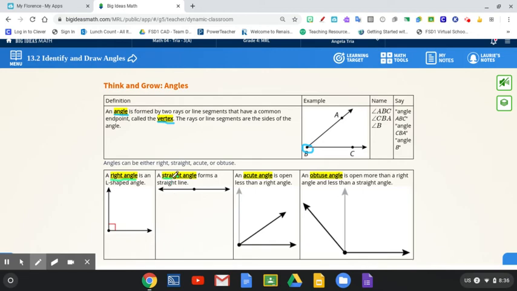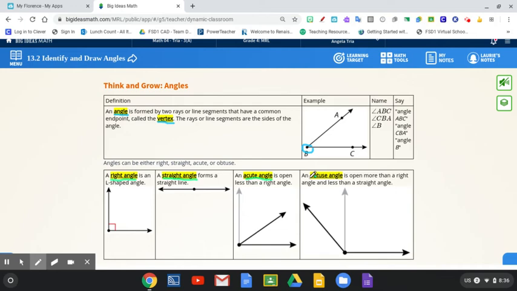Now, right angles can be moved in different directions, but it's an L-shaped angle. The next one is a straight angle. A straight angle forms a straight line. And now we remember from our lesson 13.1 that a straight line has an arrow on either side and it goes on infinitely, forever, in both directions. The next one is an acute angle. Now, an acute angle is open less than a right angle. So here we have this shaded ray that shows that this is a right angle. And the acute angle here is less than that right angle. I like to think of it as a small and a very cute angle.